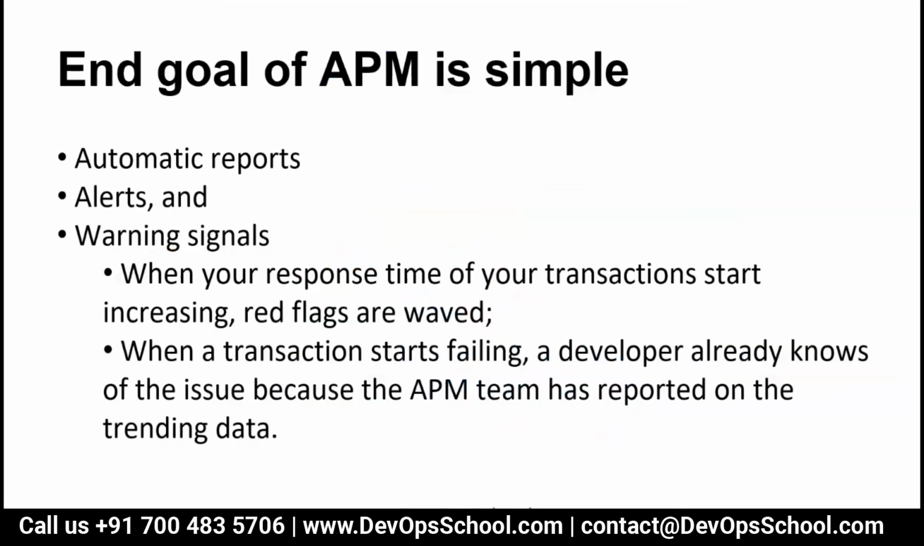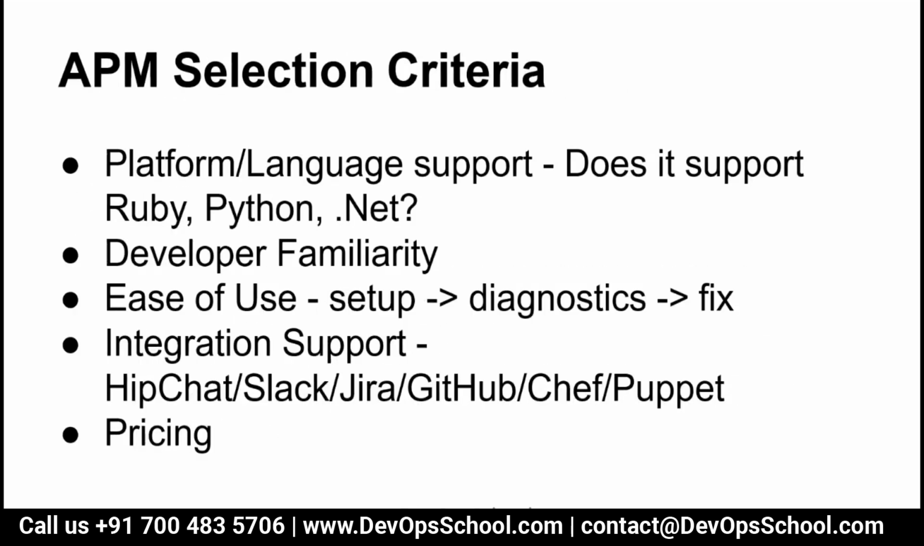So what is the end goal of APM? It is simple: automatic reports, alerts, warning signals. When the response time of your transaction starts increasing, red flags are waved. When transactions start failing, the developers already know of the issues because the APM has reported on the data. That's the end goal, guys. You need to know why this request has taken 7.5 seconds instead of 300 milliseconds. That's the end goal.